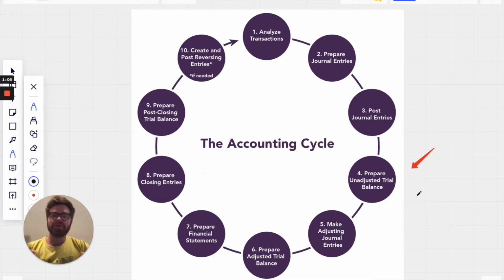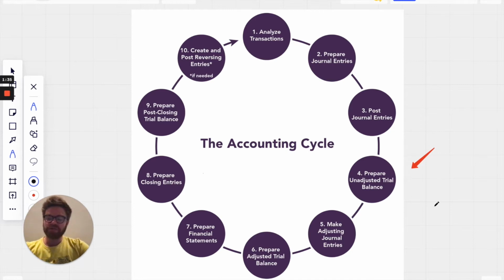Okay, so first off, where does the trial balance actually go in the accounting cycle? As you might have known already, there's 10 steps in the accounting cycle here, from analyzing transactions all the way to creating and posting reversing entries. Now, if you look all the way over here, this is where the trial balance goes. So we actually have to analyze transactions, prepare journal entries, and post the journal entries to the ledger before you can actually prepare the trial balance.